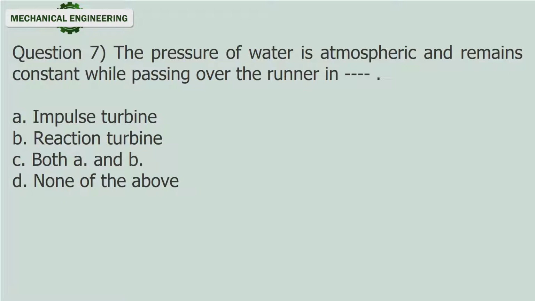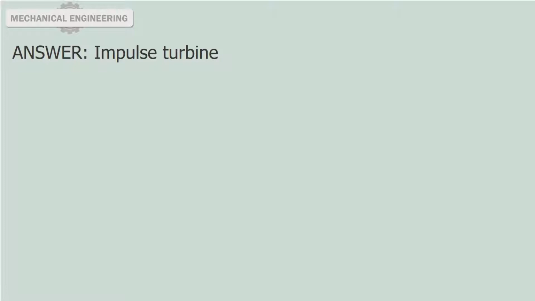Question 7. The pressure of water is atmospheric and remains constant while passing over the runner in, fill in the blank. A. Impulse turbine. B. Reaction turbine. C. Both A and B. D. None of the above. Answer, impulse turbine.